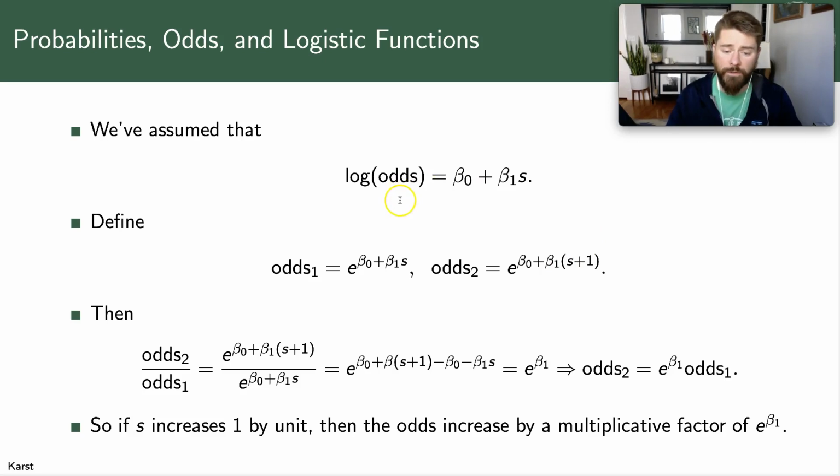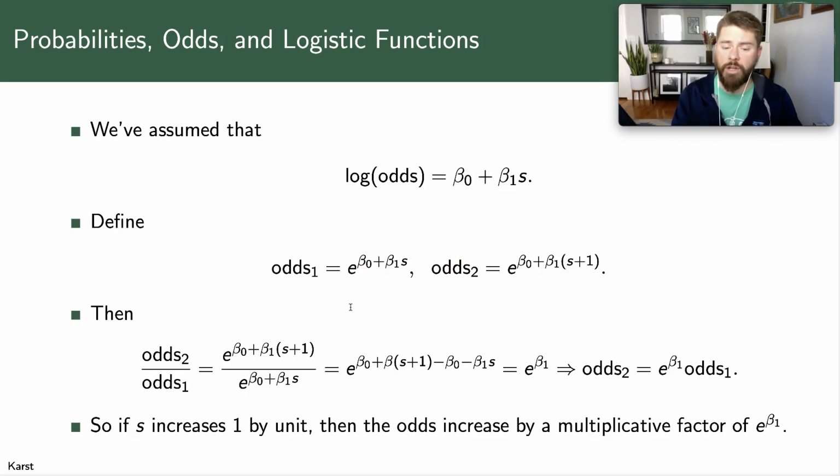Okay. Well, the first thing I've done is I've exponentiated both sides. So I have odds 1 equals e to this thing, and then I have odds 2 is e to this thing, except with s plus 1. I've just taken the exponential of both sides. That cancels with the log, and I have e to the beta 0 plus beta 1 s, or s plus 1, as the case may be.